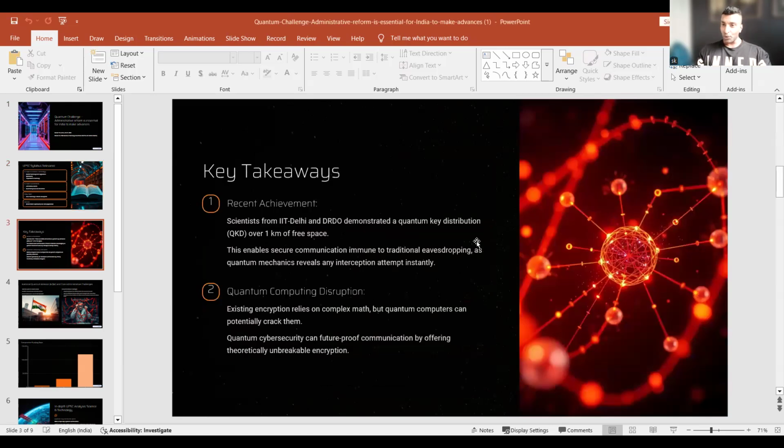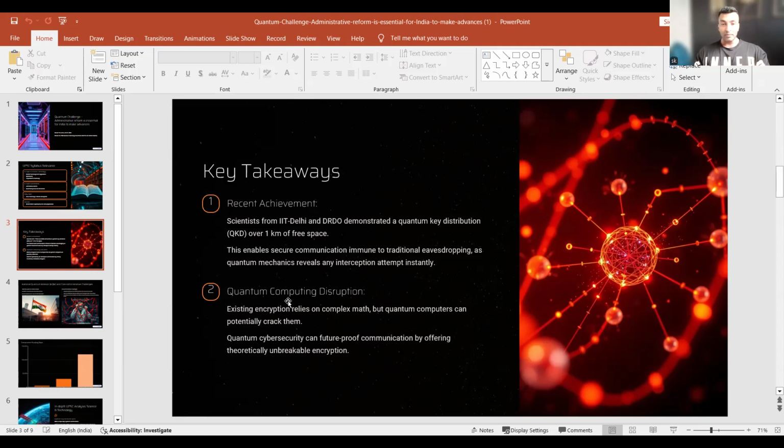So this is a highly relevant topic, and that's the reason why I chose to take this topic for this discussion. If you look at the editorial, that's something which you need to read, but the points which you are not supposed to miss are what I'll be discussing here. The scientists from IIT Delhi and DRDO demonstrated a quantum key distribution over 1 kilometer of free space. And that enabled secure communication, which is immune to traditional eavesdropping, as quantum mechanics reveals any interception attempt instantly.